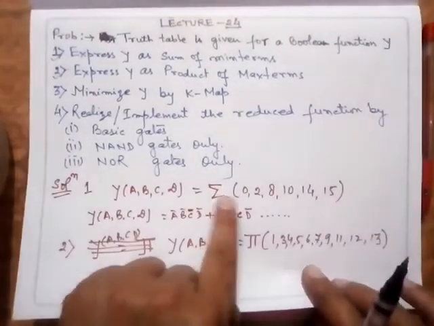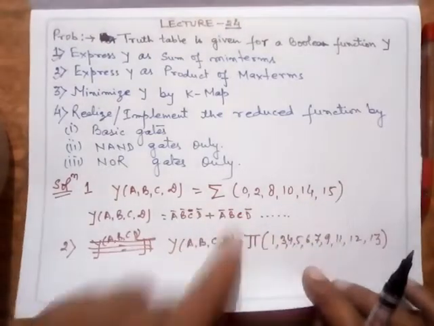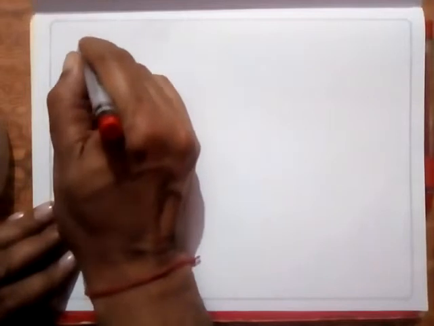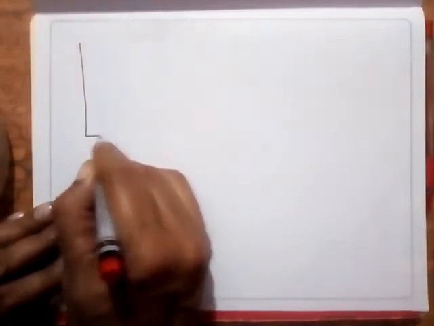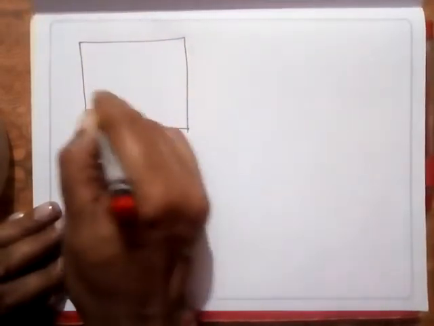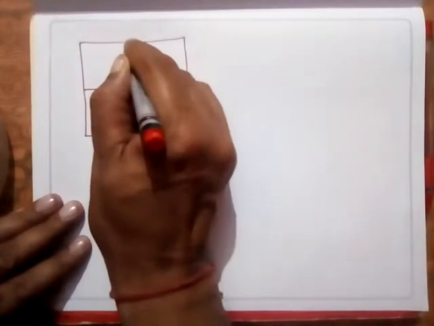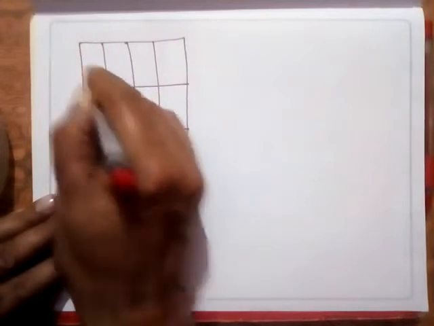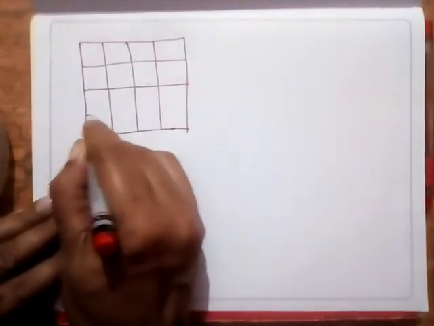So first I'll make a K-map for these min terms. Of course, it's a 4 variable K-map. So I'll frame a K-map for 4 variables on one side, first of all for the min terms. I've told you how to make a 4 variable K-map: just divide this into 16 parts.